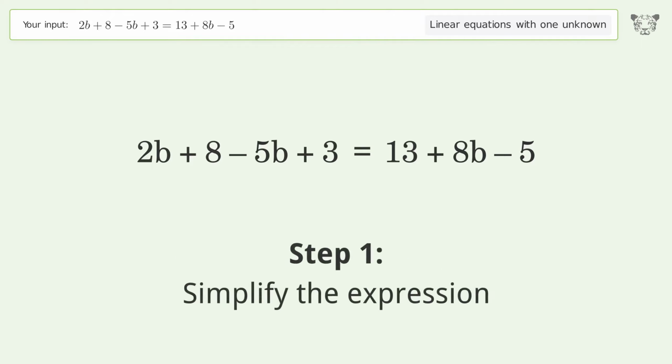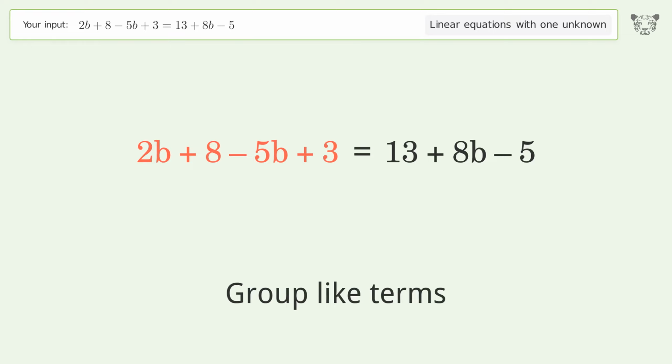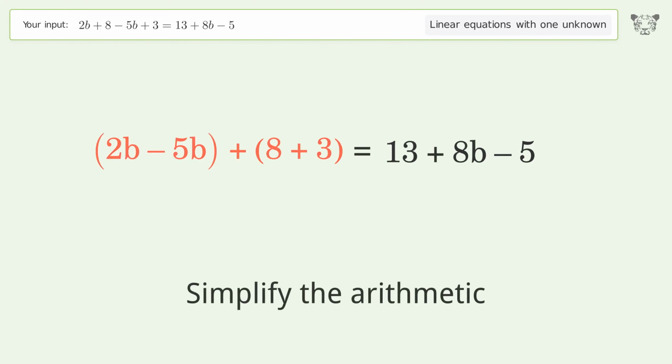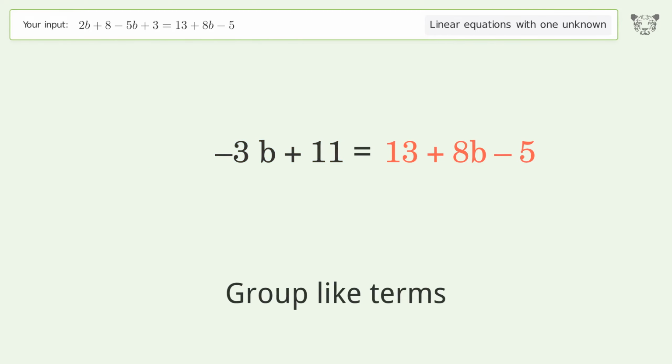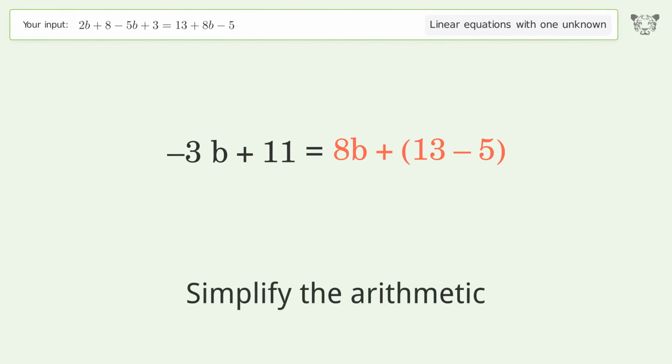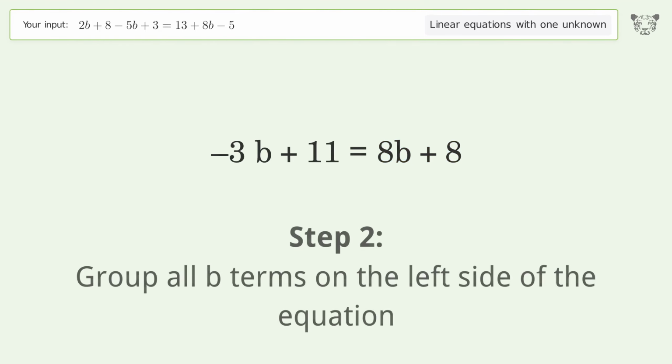Simplify the expression. Group like terms. Simplify the arithmetic. Group like terms. Simplify the arithmetic. Group all b terms on the left side of the equation.